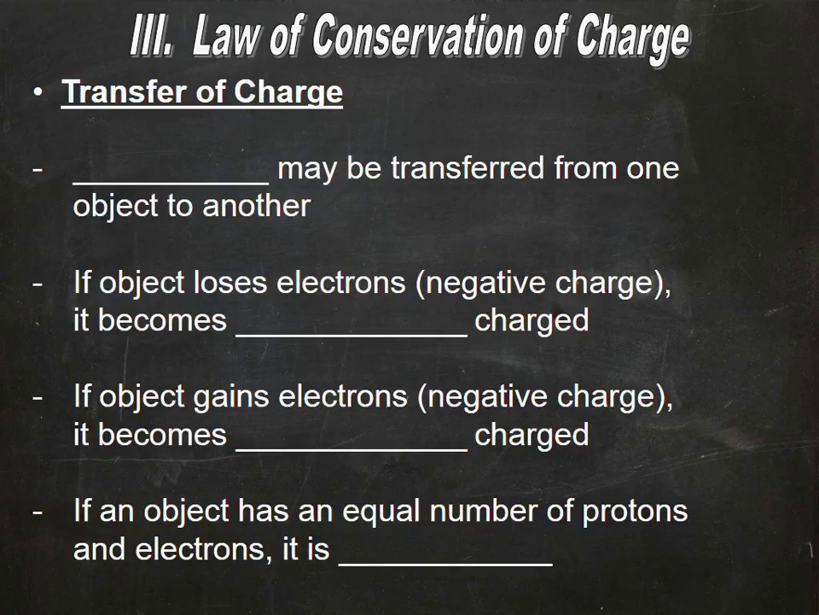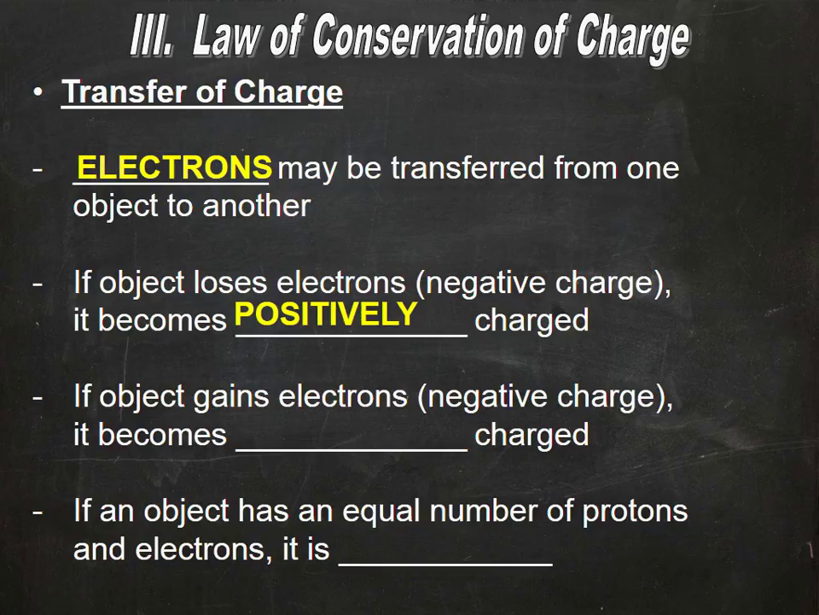Now, how is charge transferred? Electrons may be transferred from one object to another. If an object loses electrons, negative charge, it becomes positively charged. This is like the sweater that I just showed you in that animation. It lost the negative charges that it had on it, now making it positively charged. If an object gains electrons, like the balloon, it then becomes negatively charged.